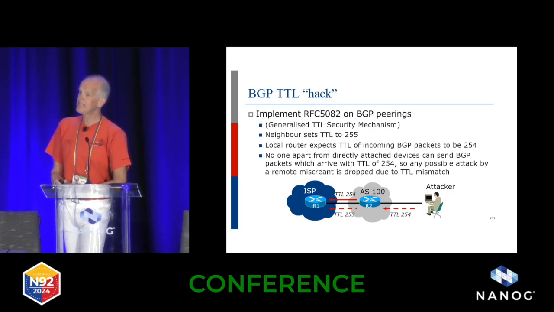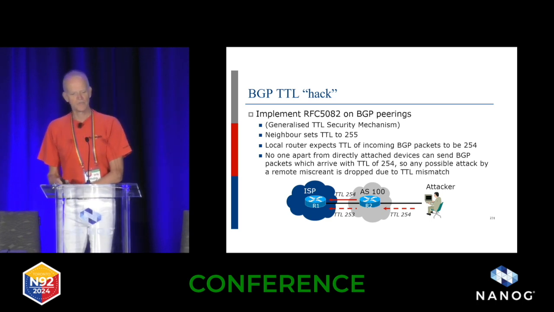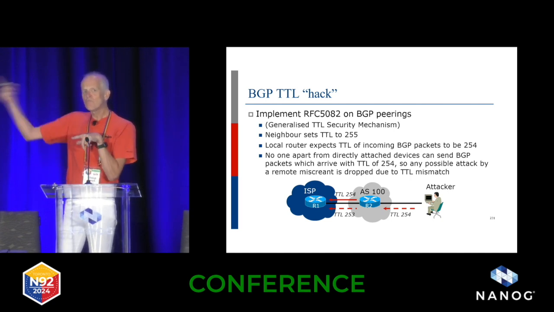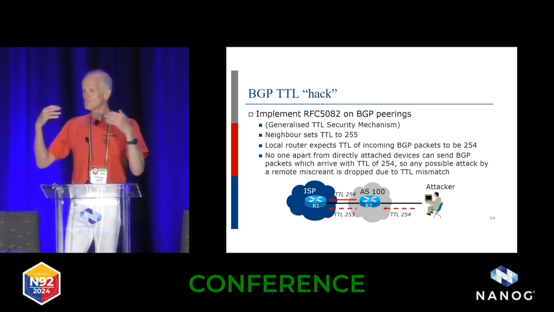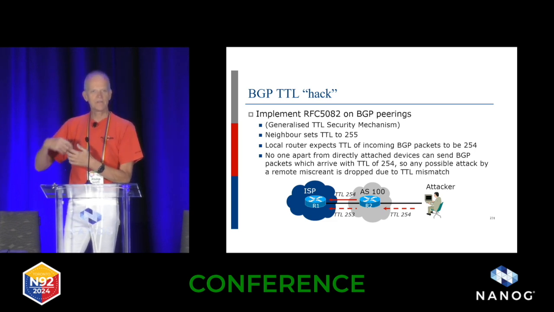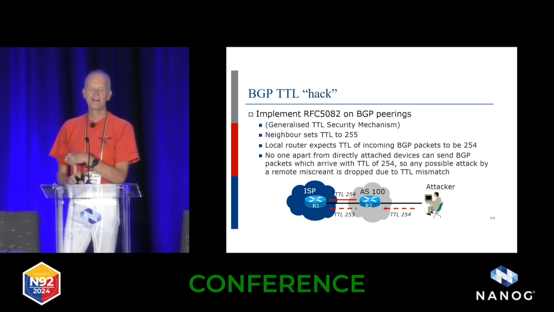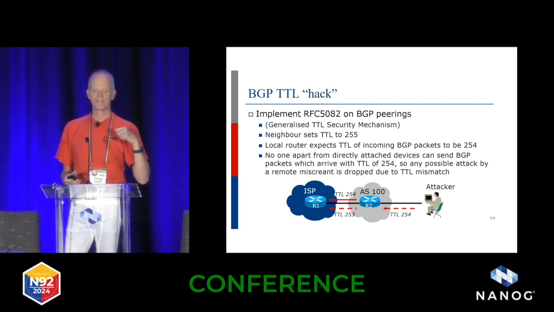The BGP TTL hack. I mean, Dave Meyer talked about this, I don't know when, years ago. It was one of my early NANOGs. Or GTSM, as the more official name is. Normally the TTL, 0 is you, 1 is the next router. But here what we're doing is we're sending a BGP update or BGP prefix or session with TTL set to 255. That means the neighbor is expecting the TTL to be 254.